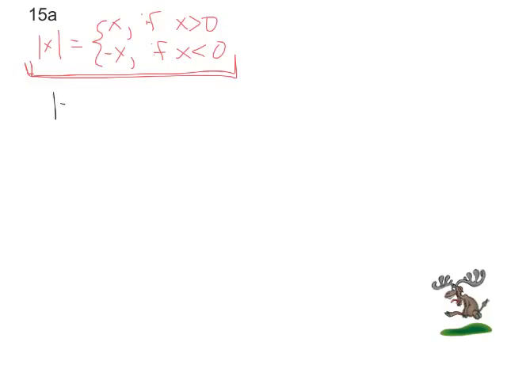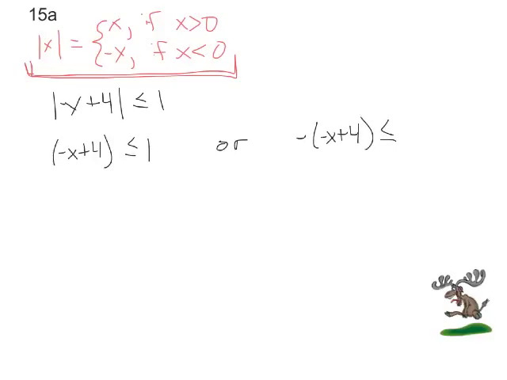Applying it to the first problem. Negative x plus 4, all in the absolute value, is less than or equal to 1. So in this case, we have two conditions. We either have the condition negative x plus 4 is less than or equal to 1, or we have the condition the opposite of negative x plus 4 is less than or equal to 1. So one of those two conditions can exist.